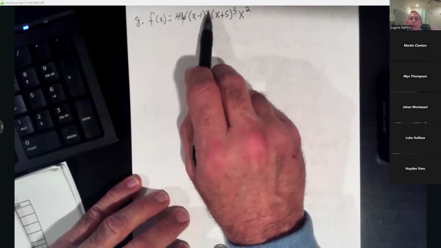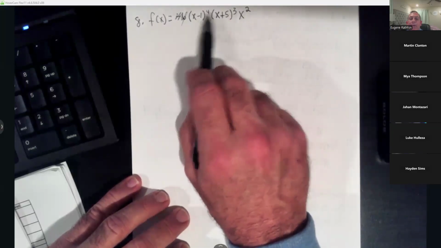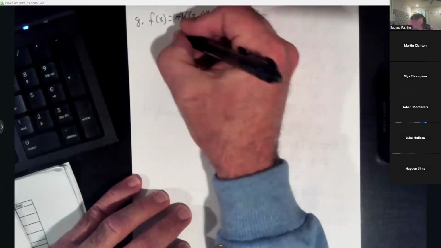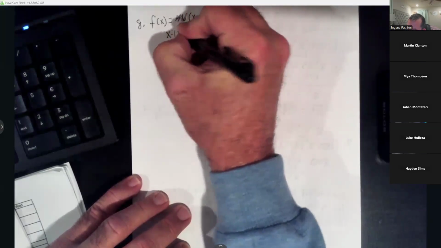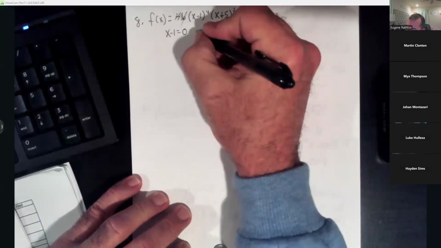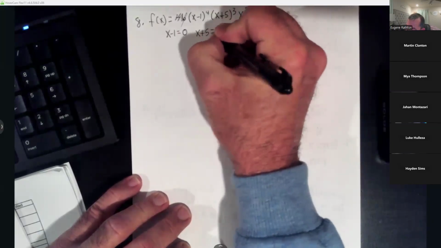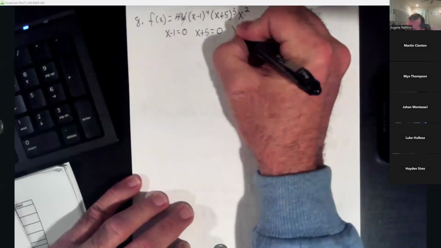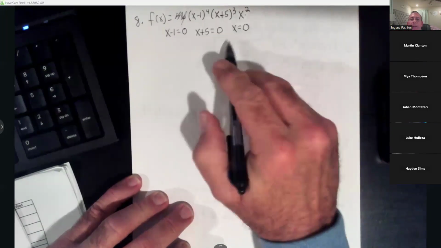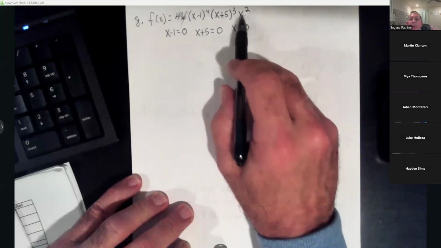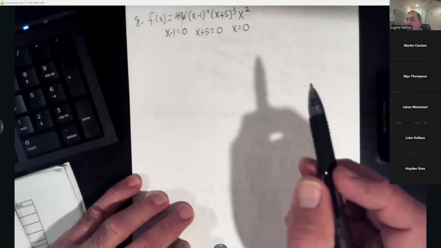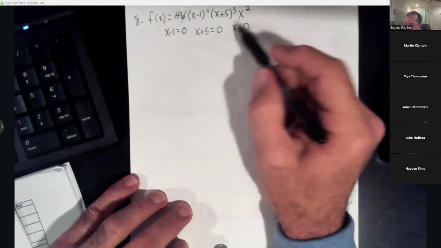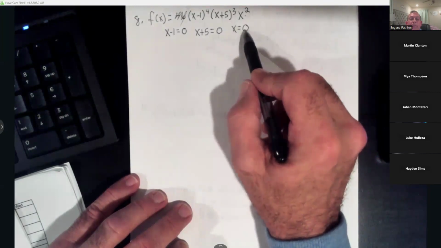All right, so looks like I got exponents on everything. So I'm going to set my 3 factors equal to 0. I'm going to set x minus 1 equal to 0. I'm going to set x plus 5 equal to 0. And then here, I'm going to set x equal to 0. And y'all look at that. Once again, the single x variable gave me 0 as an answer. And guess what? It'll do that 100%. Single variable always equals 0.